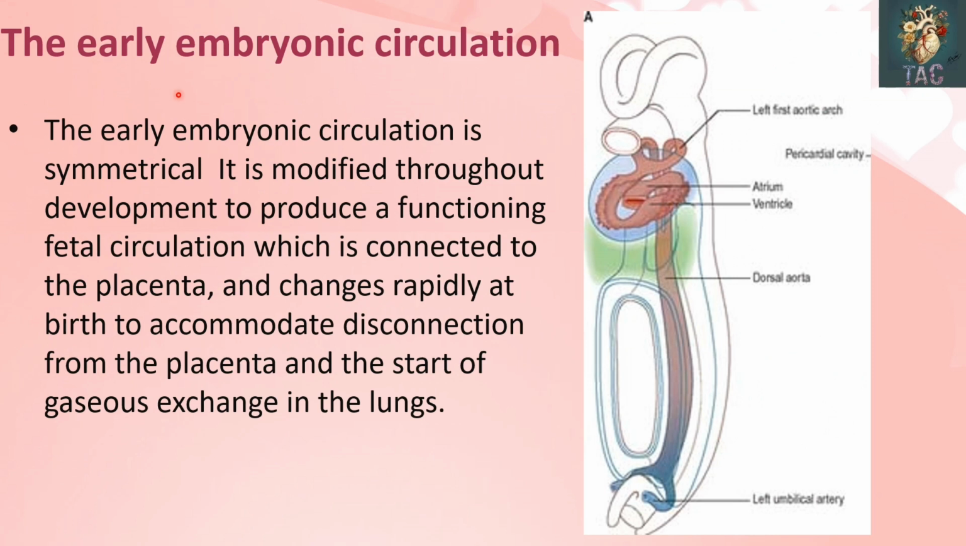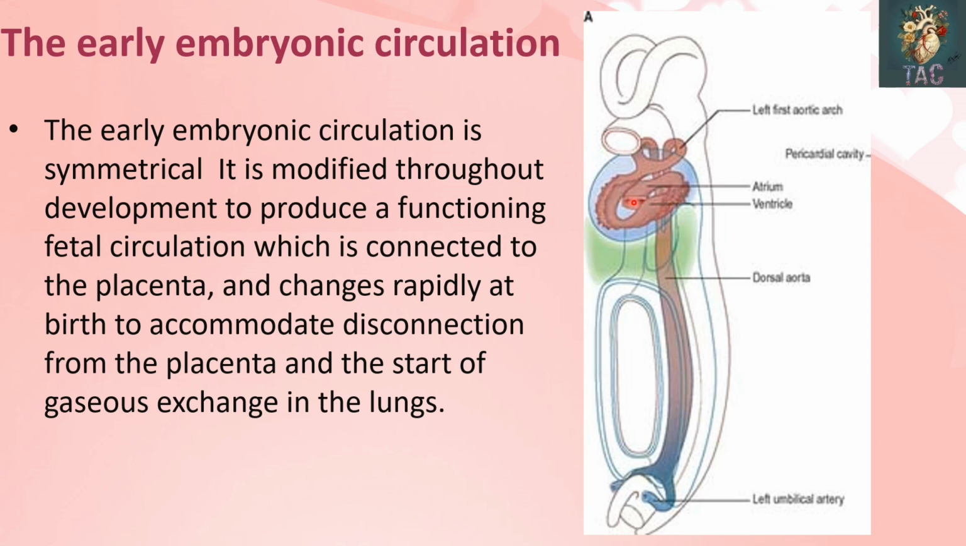So first of all, a little bit about the early embryonic circulation. Initially, the early embryonic circulation is symmetrical, so you must remember it is a symmetrical circulatory system. It is modified through development to produce a functioning fetal circulation which is connected to the placenta, and changes rapidly at birth to accommodate disconnection from the placenta and the start of gaseous exchange in the lung.